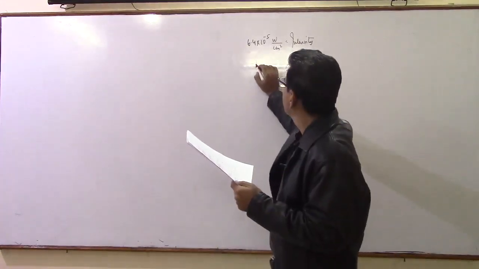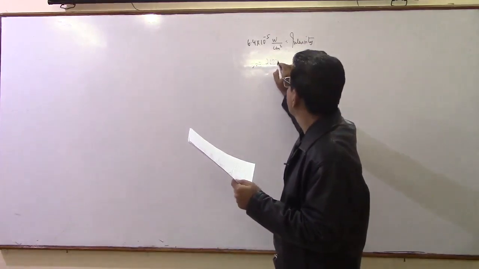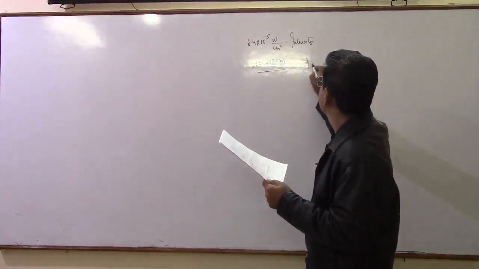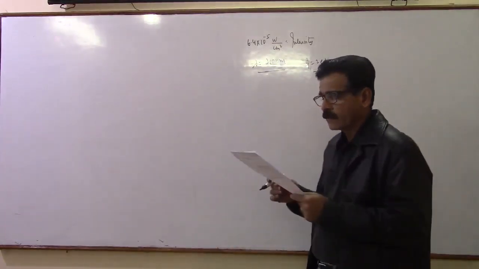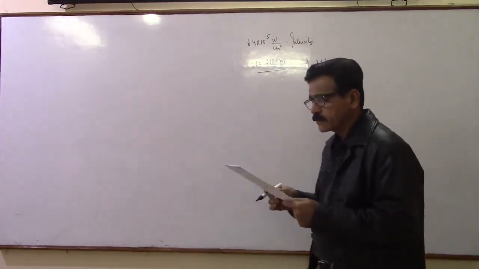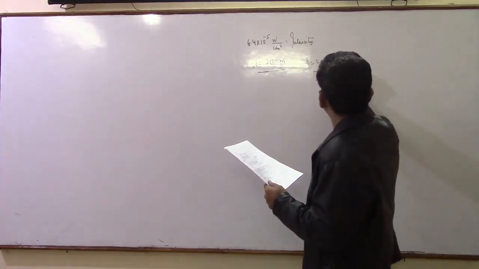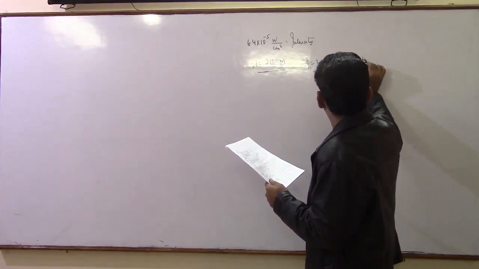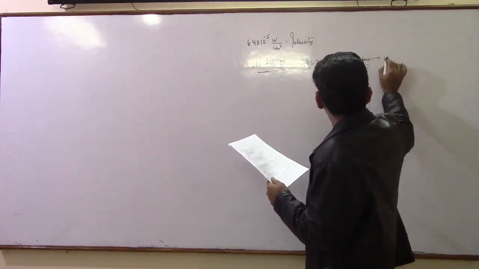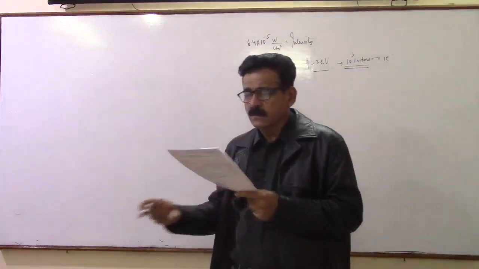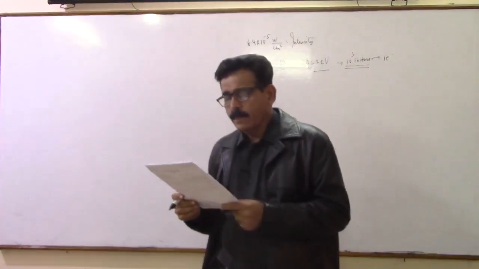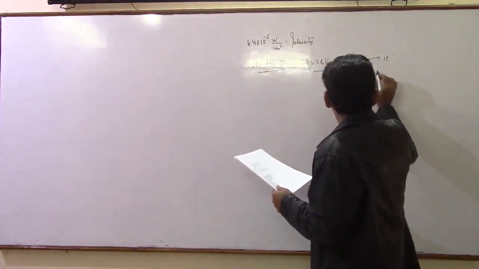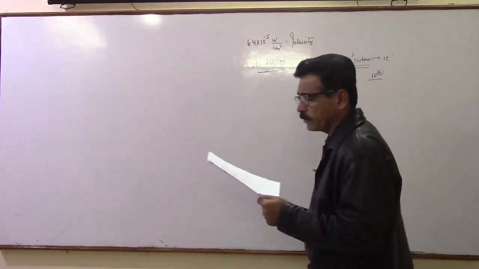The wavelength lambda of the beam is 310 nanometer. It falls normally on the metal surface whose work function is 2 electron volt. The surface area is 1 centimeter square. If 1 in 10 to the power 3 photons is able to produce an electron, that is, the efficiency is 0.001, the total number of electrons ejected in 1 second are 10 to the power x. He wants to know the value of x.